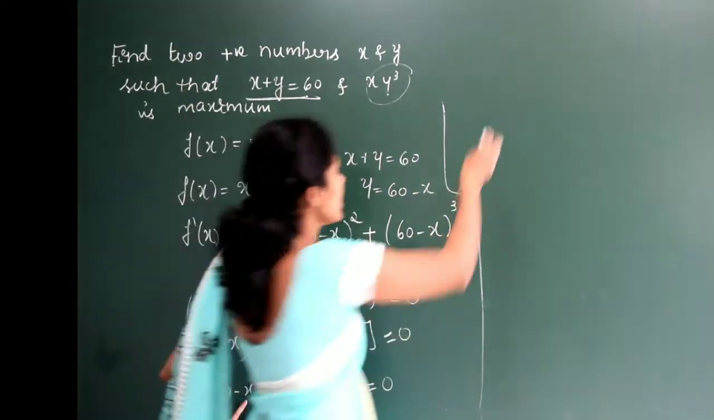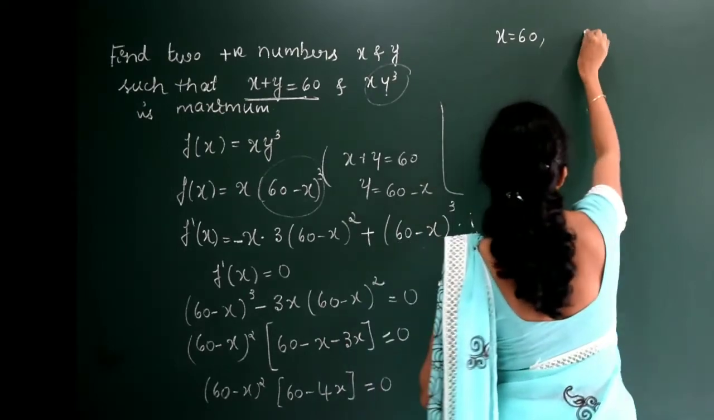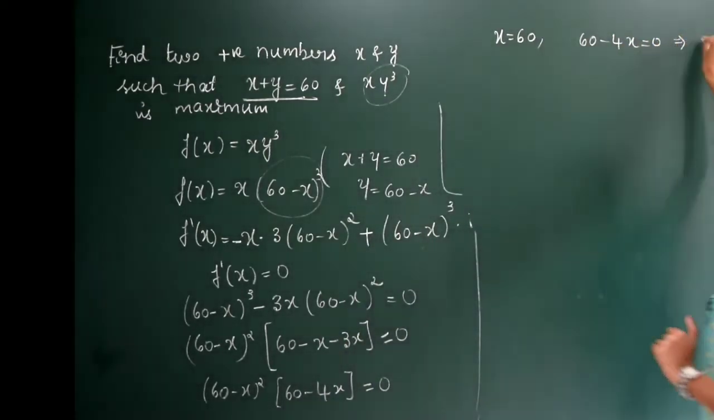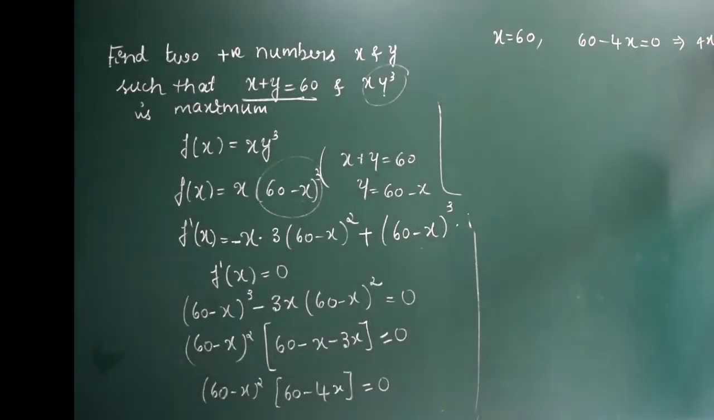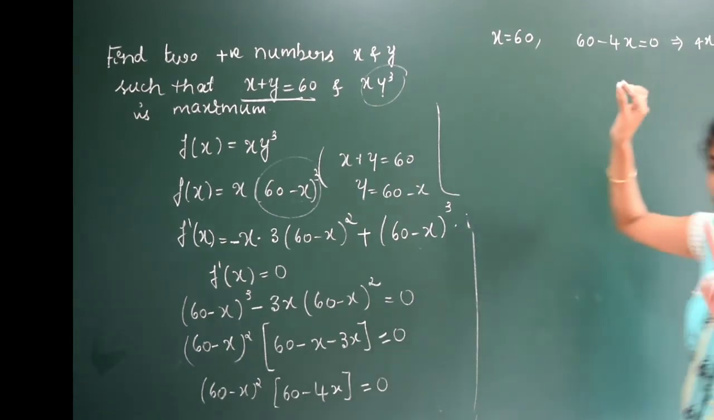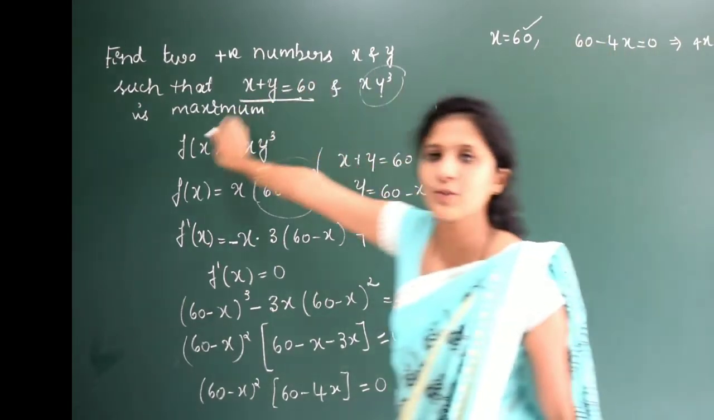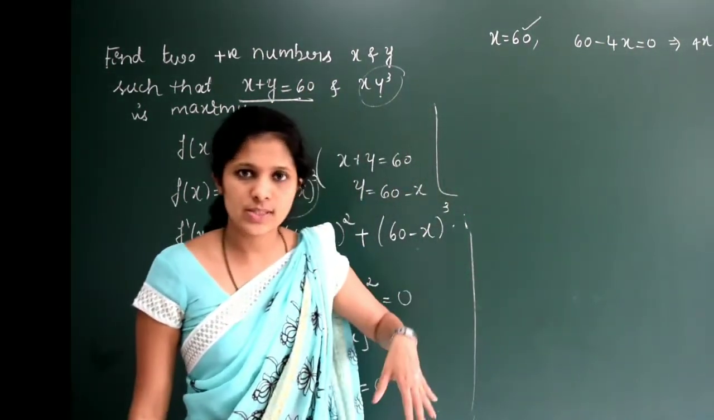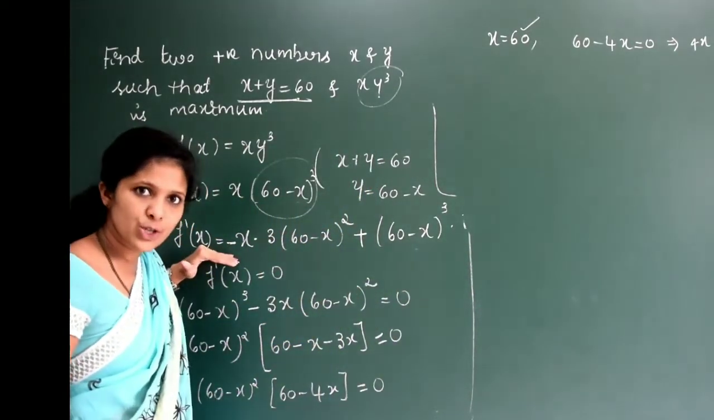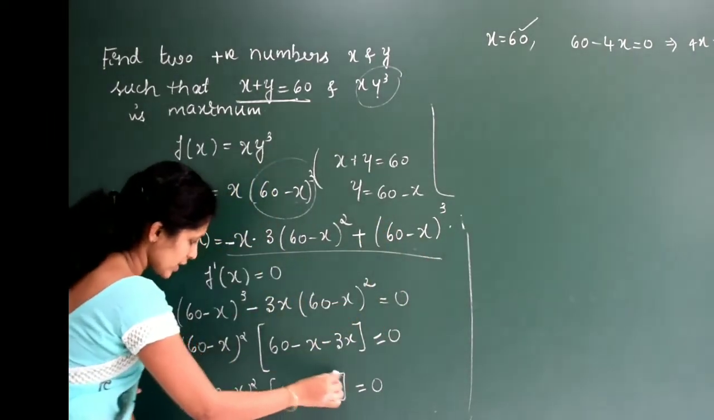By this we can write the value of x will be equal to 60, right? The second one is 60 minus 4x is equal to 0. That is, 4x is equal to 60 and the value of x will be equal to 15, right? So we got two critical points, one is 60 and one is 15, and you have to prove that the value of this is maximum. For that we will use the second derivative test. For that you have to differentiate the function f dash of x again, either you can differentiate this directly, or use the value we got after simplification, right?